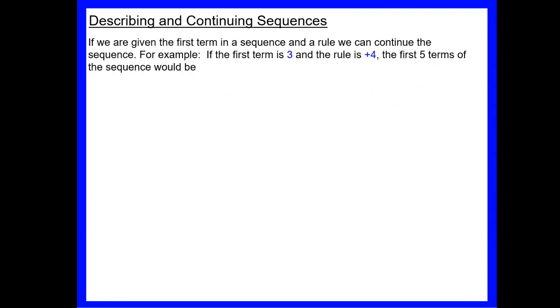Okay, if we're given the first term in a sequence and a rule, we can find the rest of the numbers in the sequence. We can carry on our sequence. So if the first term is 3 and the rule is plus 4, and we want the first 5 terms of the sequence, remember the first 5 terms are the first 5 numbers, it would be, now we start with our 3, that's our first term.